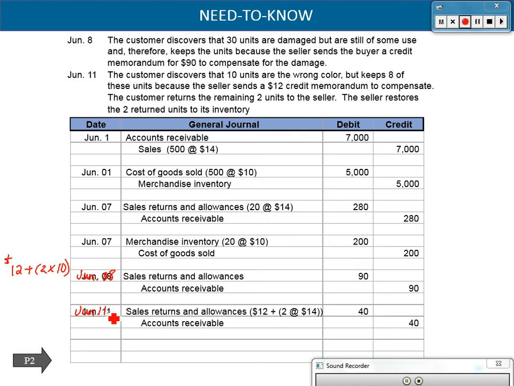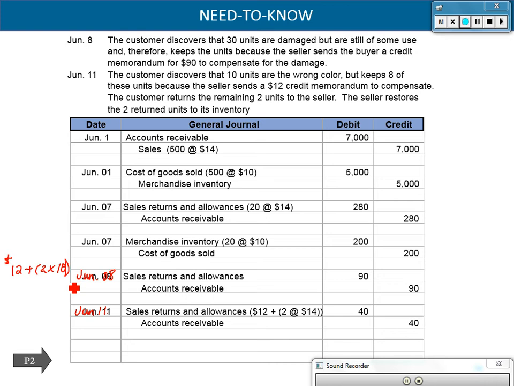But then we have to do a merchandise inventory and cost of goods sold, right? No, because they didn't want you to record 2 different entries. They wanted to park it all under one. I'm confused. Don't be. Whatever you understood up until this point is correct. All they were doing is basically saying they returned 2 items, and they also gave them a $12 credit.